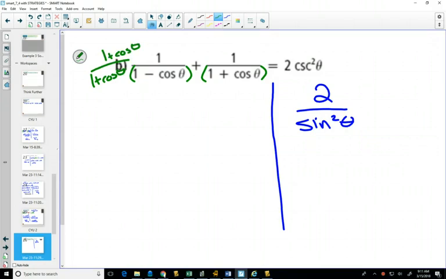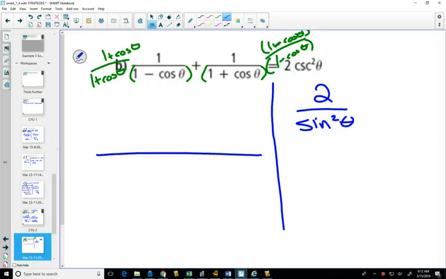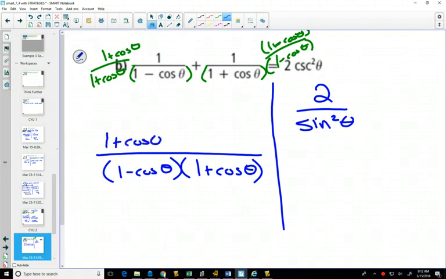This second fraction doesn't have a 1 minus cos theta. Even though they're so similar looking, they are different factors. And so this second one, I have to multiply by a 1 minus cos theta and a 1 minus cos theta. And that will give me a common denominator of 1 minus cos theta times 1 plus cos theta. That will be my common denominator. And then on the top, well, I'll have 1 plus cos theta as my first one, plus, because I add the tops, a 1 minus cos theta.